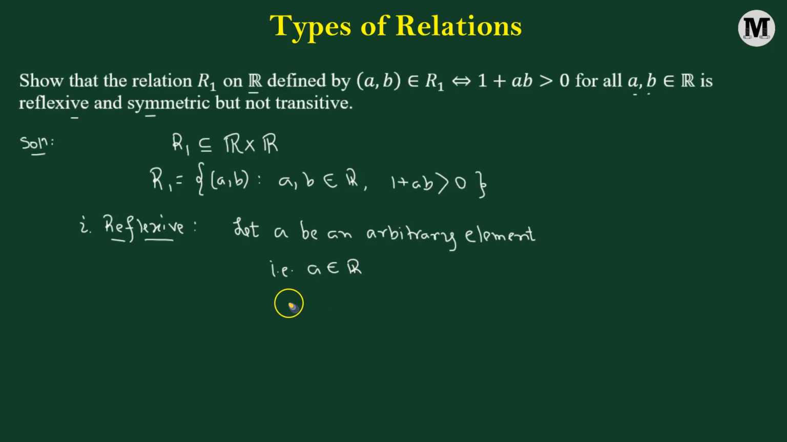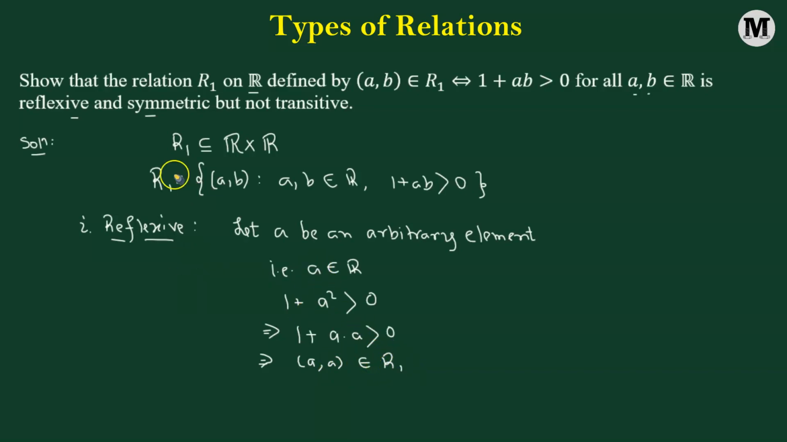Now, we know that 1 plus A squared is always going to be greater than 0, because A is a real number, so it could be positive or negative. But when we square it, it's going to be a positive number, and when we add 1 to it, it's definitely going to be greater than 0. So we can rewrite this as 1 plus A multiplied by A greater than 0. What does it mean? This simply tells us that the ordered pair (A, A) belongs to the relation R1.